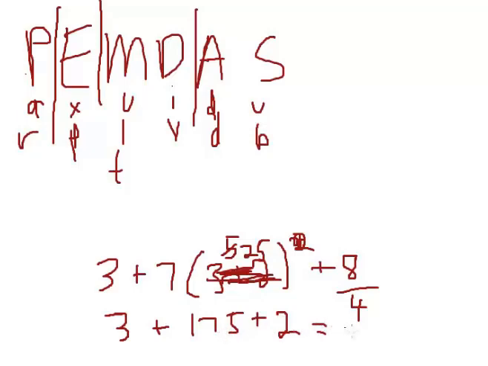3 plus 175 plus 2 is 180, and your final answer would be 180. If you did it in a different order, if you did the exponent first or anything to that effect, you would have gotten the wrong answer. It's very important whenever you're doing an operation that has several components that you remember these order of operations.